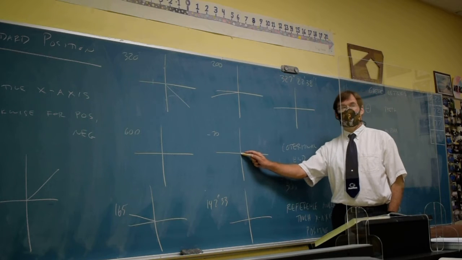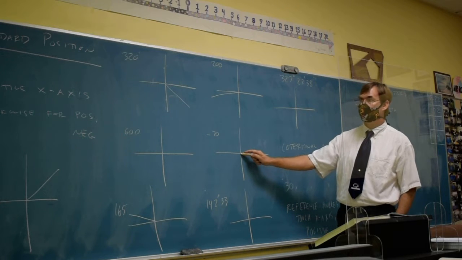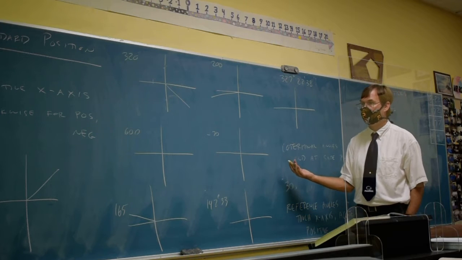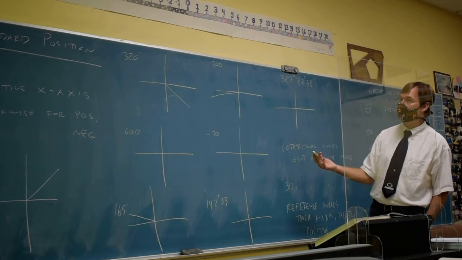How about negative 70? That's my first negative one. Not possible. See? Not possible. Where's it gonna go? Oh, down instead of up. Potentially. Which quadrant would negative 70 land us in?